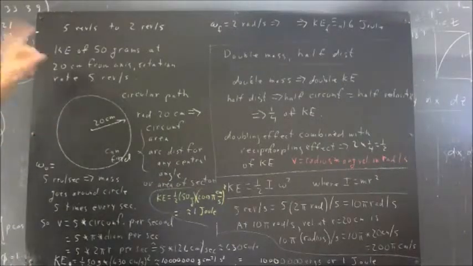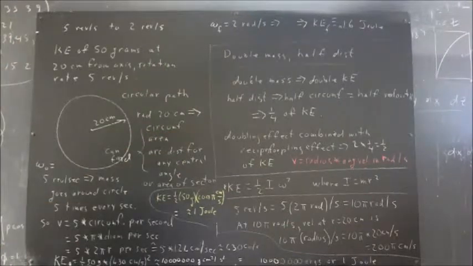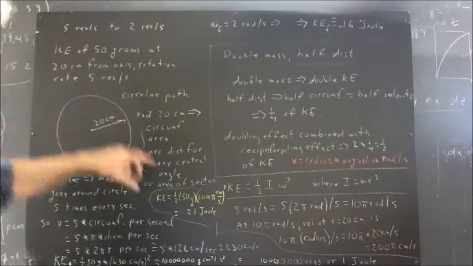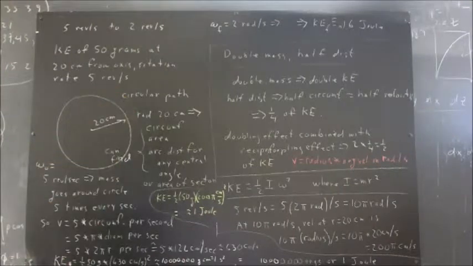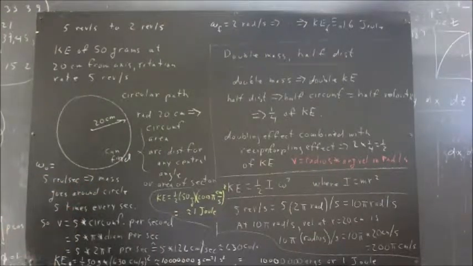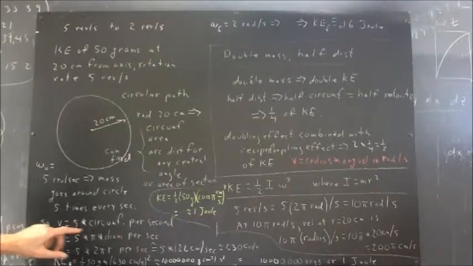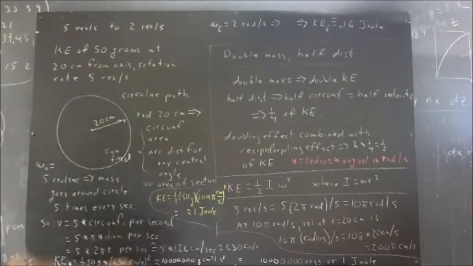Okay, so 1 revolution corresponds to a distance equal to the circumference. 5 revolutions corresponds to a distance equal to 5 times the circumference. So, omega naught is 5 revolutions per second. That implies that the mass goes around the circle 5 times every second. So, how fast is it moving? It's moving 5 times the circumference per second.